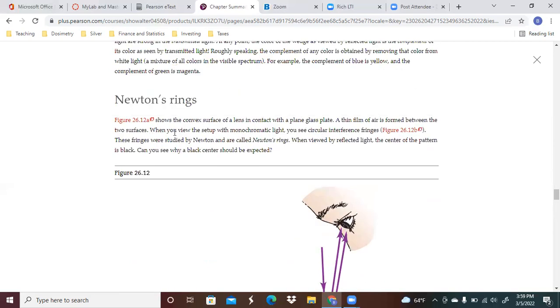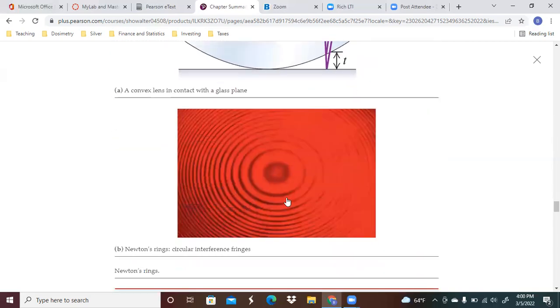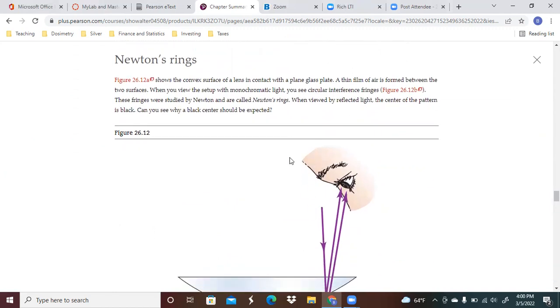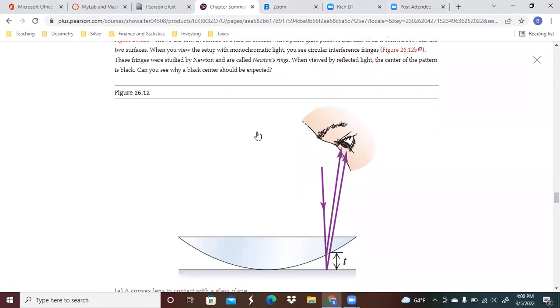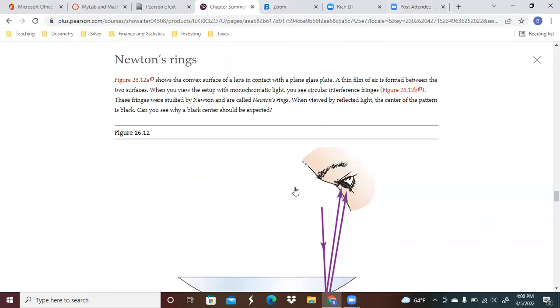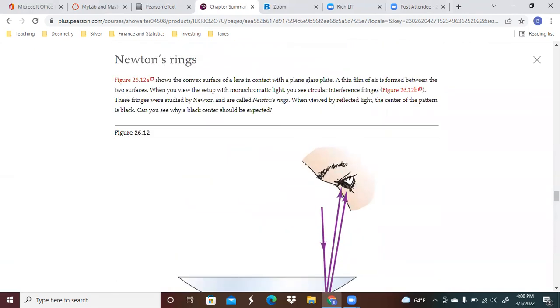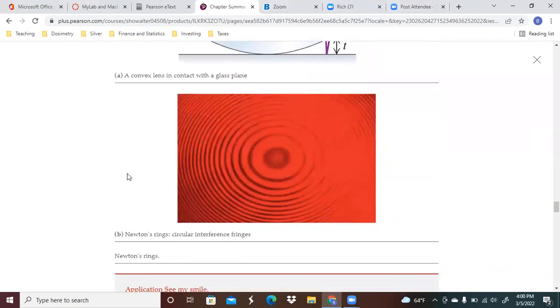Newton's rings. This right here can end up producing circular interference fringes. It's a convex surface of a lens in contact with a plane glass plate. A thin film of air is formed between the two surfaces. When you view the setup with monochromatic light, you can see circular interference rings, first studied by Newton. And when viewed by reflected light, the center of the pattern is black. Can you see why a black center should be expected?